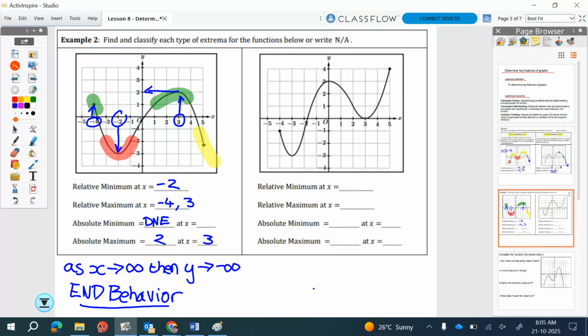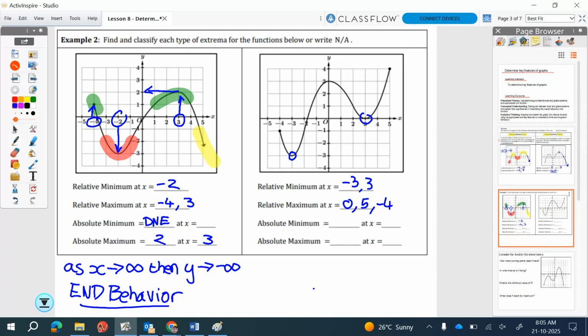So here on the second one, where do we have the relative minimums? What are the 2 coordinates? Negative 3 and 3. Where do we have the relative maximums? Here. 0 and 5. Any other one? Negative 4. So we have a maximum at each end point.